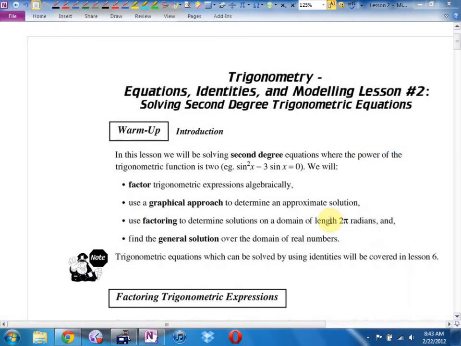So it says this. In this lesson, we will be solving second degree equations where the power of the trig function is 2. Where you have a squared and also a non-squared. See, when there was just a squared, we got the sine squared by itself, and we could square root. But now if you get the sine squared by itself, you got a sine on the other side, which doesn't help you much at all. How are we going to do this? We're going to factor them. We're not going to use a graphical approach to determine an approximate solution. We're going to use the CAST rule and special triangles, or if not special triangles, reference angles.